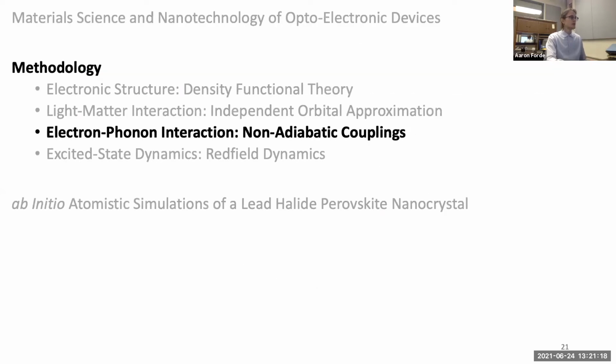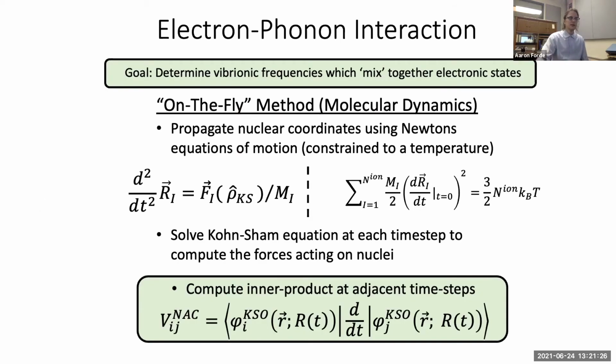And so for the non-radiative dynamics, we have to compute electron-phonon interactions, which the main observable is these non-adiabatic couplings. And so the goal of these couplings is to determine vibronic frequencies, which mix together various electronic states. And so one possible method is to consider normal mode analysis, like a Hooke's law for springs. But instead, for the work I've done, we've opted for an on-the-fly method, which is where we use molecular dynamics to get the vibronic frequencies.